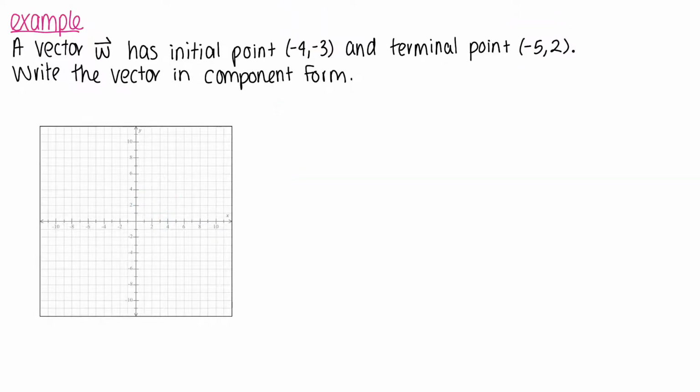Let's do one more. Once again, we have a vector. This time it's w. It has initial point negative 4, negative 3, and terminal point negative 5, positive 2. So this will be the vector w. Now, you're not always going to draw these pictures. I'm just trying to show you and claim to you that this does work out.